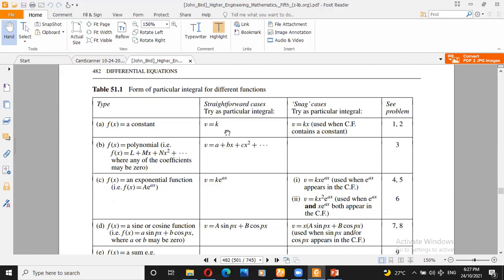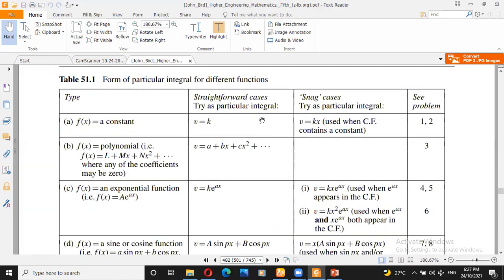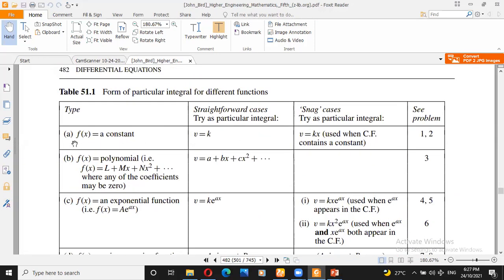Look at it now. Can you see a table? The table: f of x is equal to a constant. Then look at it, straightforward cases. You only change your particular solution, you assume K. But in the case of snag, do you remember the case of snag? The case of snag is when there is a constant in the complementary solution.